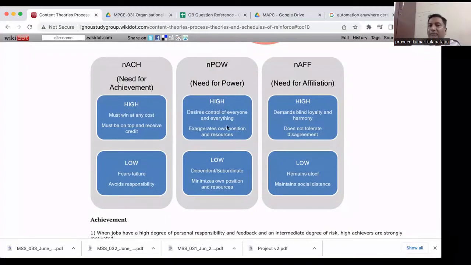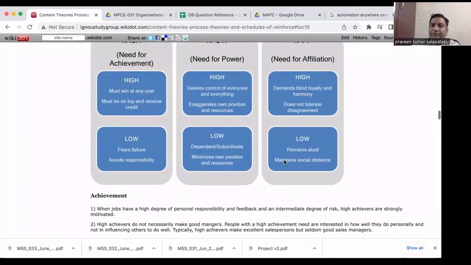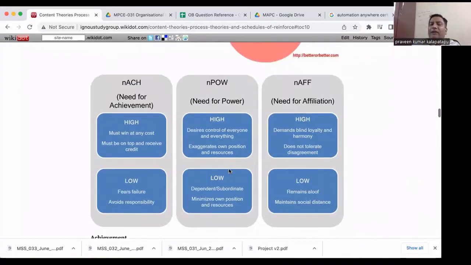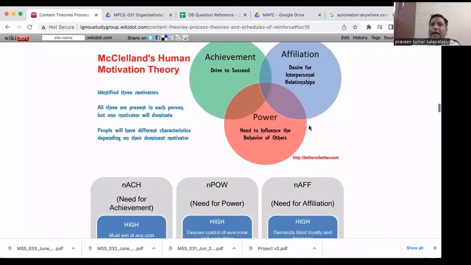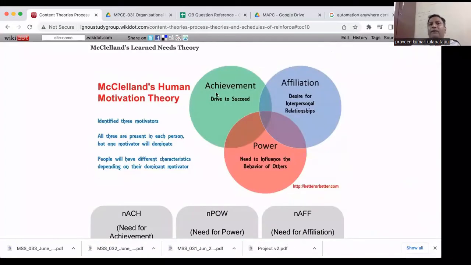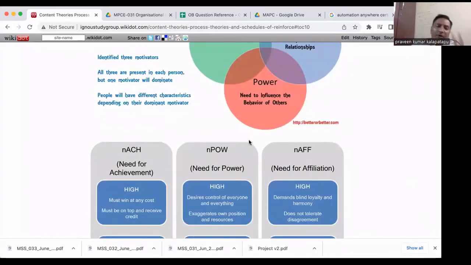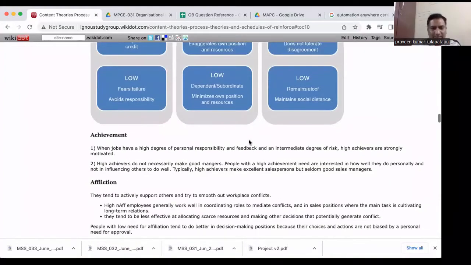Similarly, for power there is a high part and a low part. For affiliation there is a high part and a low part. These things are self-explanatory. So net to net, what we are saying is these are the three different aspects of the motivation theory, achievement, affiliation and power, and you can have combinations of all these things together. Okay.